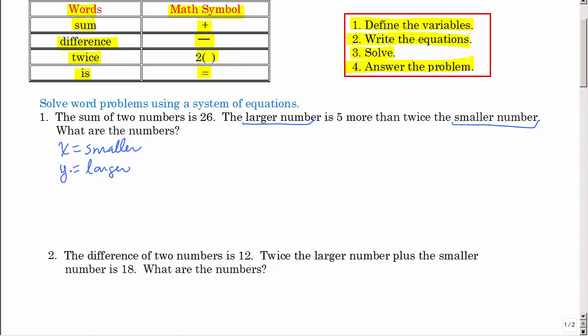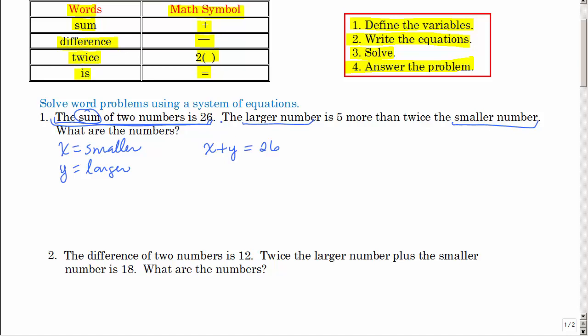Let's go back and read the first sentence. The sum of 2 numbers is 26. Well, my 2 numbers are x and y. Sum means I need to add them together. So x plus y is 26. The sum of 2 numbers is 26. That's one equation, one sentence. Now I need another equation.